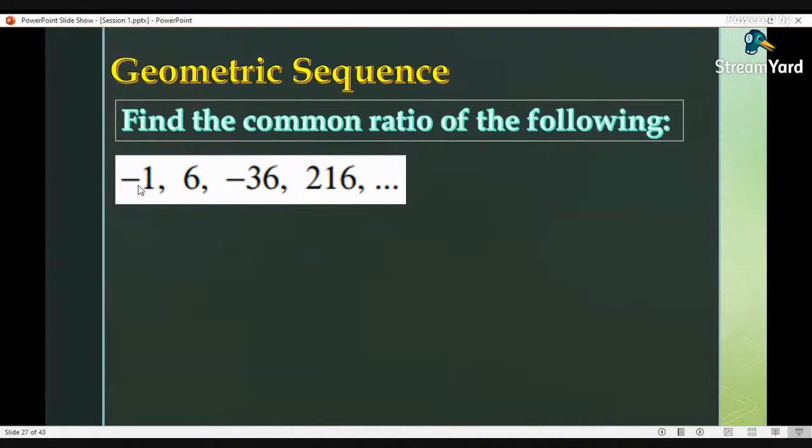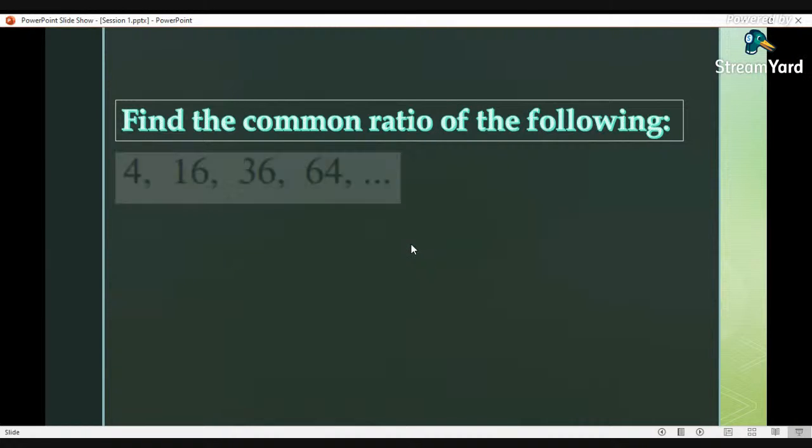Take note, negative 1 times negative 6 is positive 6. Then positive 6 times negative 6 is negative 36. Again, negative 36 times negative 6, which is our common ratio, will become positive 216, and so on. All you have to do is multiply each by negative 6.